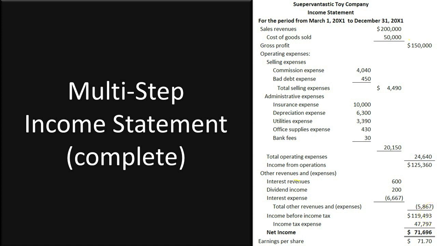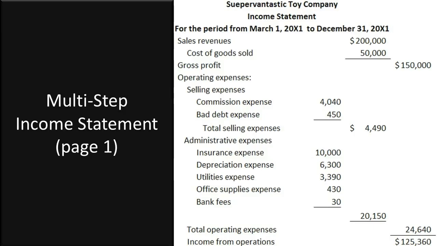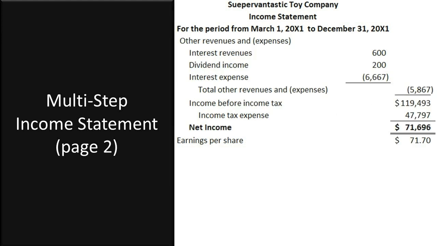If you recall from the prior video, our income tax rate was 40%, arriving at $47,797 of income tax expense, which is deducted from income before income tax to get our net income. And as you can see, it's the same answer as the single step. We've just provided more useful groupings of information so you can better analyze the health of the business. On the next slides, I went and broke this out so you can just read them a little bit better. It's the same statement. I just wanted you to be able to see the numbers a little bit easier.